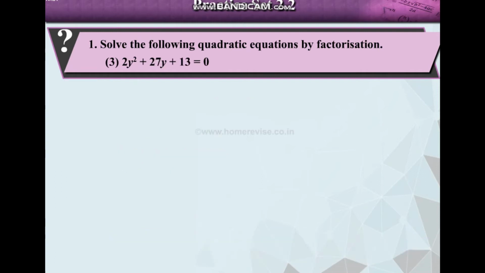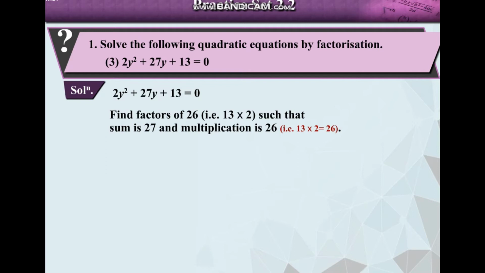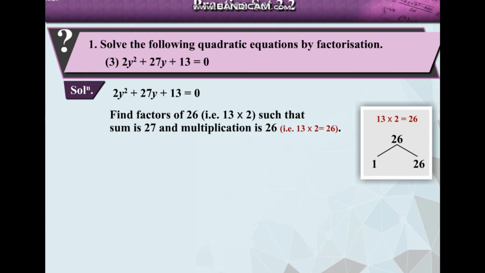3. 2y squared plus 27y plus 13 is equal to 0. Solution: 2y squared plus 27y plus 13 is equal to 0. Find factors of 26, that is 13 multiplied by 2, such that the sum is 27 and multiplication is 26. These are 26 and 1. Therefore, 2y squared plus 26y plus y plus 13 is equal to 0.